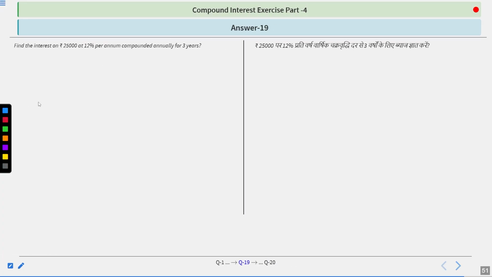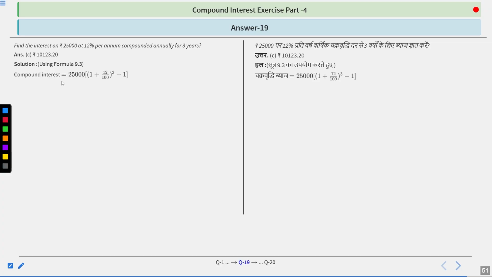So we have to find the interest on rupees 25,000. Rate of interest is given and time period is also given to us. The answer to this question is option C, rupees 10,123.20, and we are using formula 9.3 to solve this question. So using formula 9.3, compound interest is going to be equal to 25,000 into 1 plus 12 upon 100 whole power 3 minus 1, where 25,000 is principal, R is 12, and N, that is time, is 3.